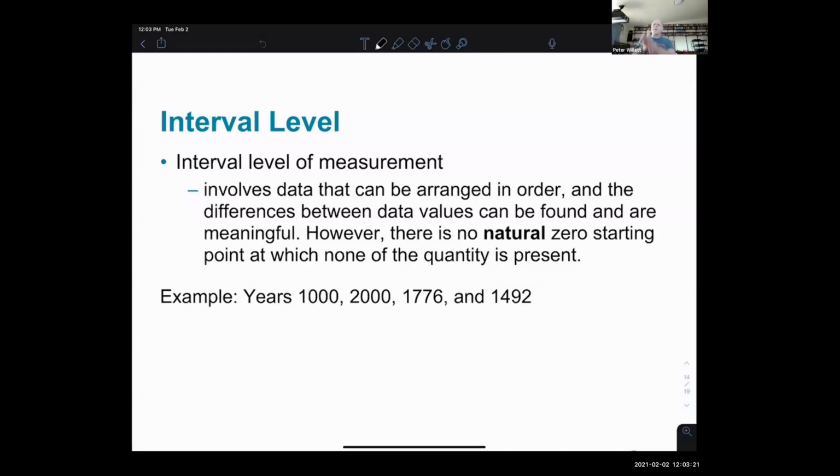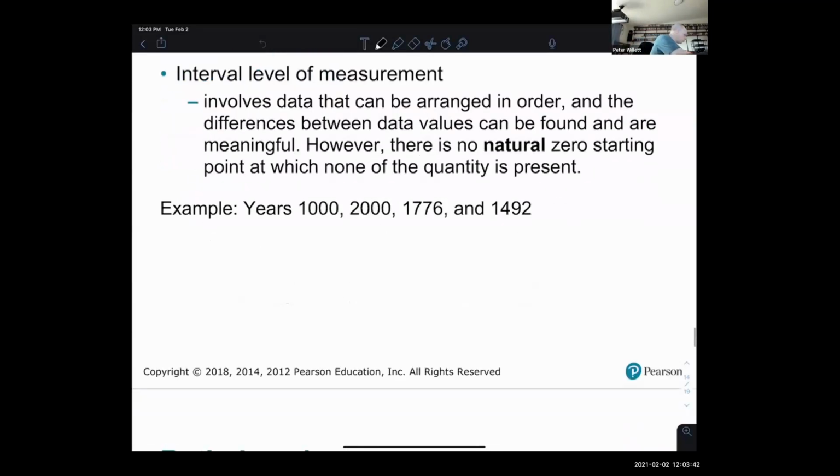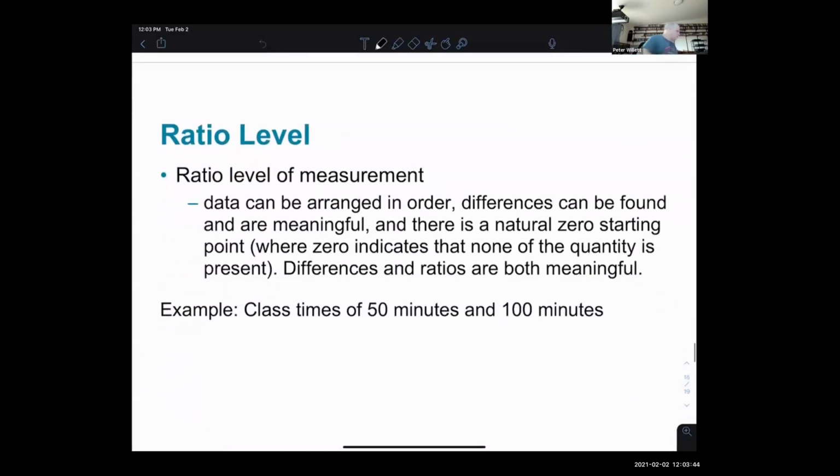It's just the label that identifies where we started counting, and you can go to the left of that label, to the right of that label. So the best way to understand that is to compare that to where you do have a natural zero. So let's quickly move to that, and then we'll think of other examples of both. So that then gets us to ratio level.